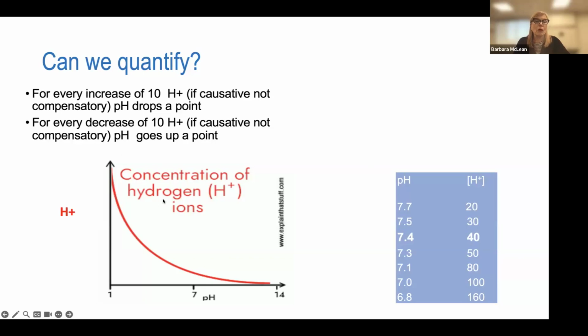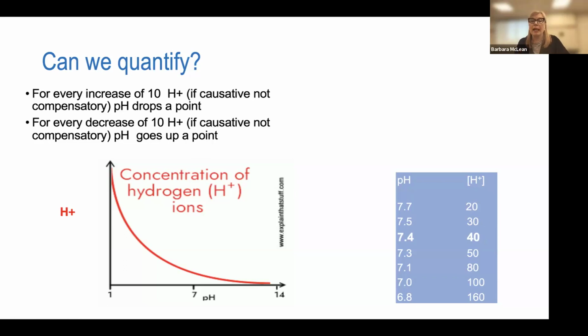So we go back to what we talked about before. The higher the concentration of hydrogen, the lower the pH. And again, you can see right here, 7.4, 40 nanomoles of hydrogen. And as hydrogen goes up by 10, pH drops by 0.1. As hydrogen ion in the blood increases, the pH will go down. As hydrogen ion in the blood decreases, pH will go up.